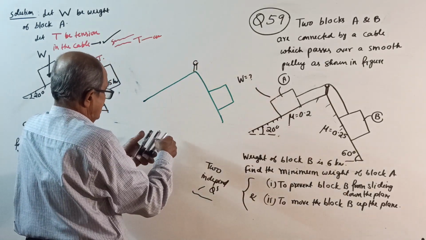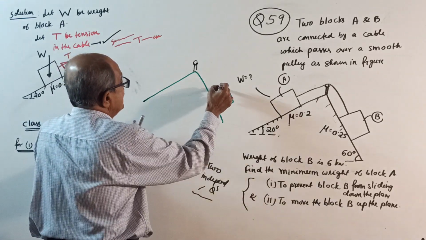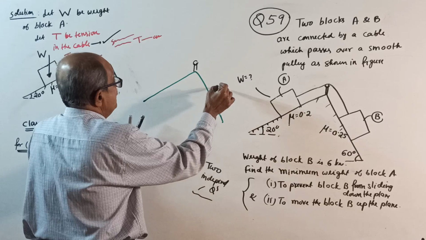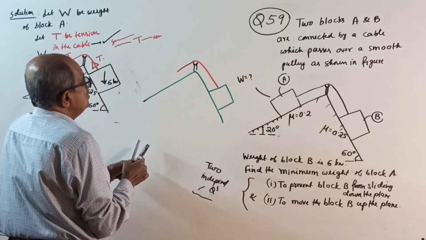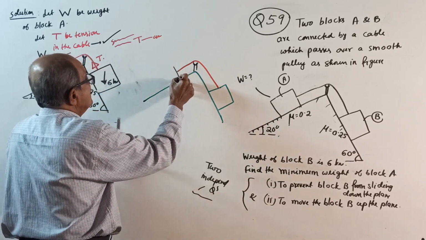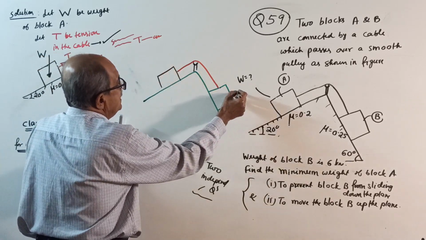They will put a cable here. I will show the cable in red color. Okay, they will put a cable here and attach the cable to one more block here. This is your block B.